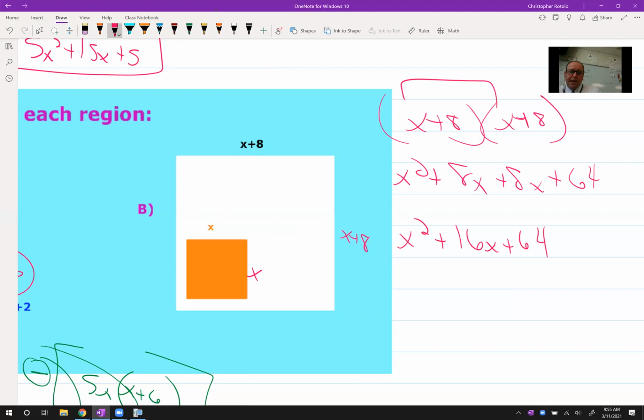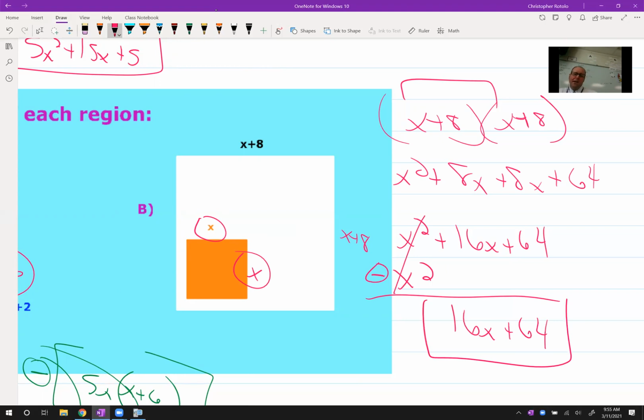And x times x is just going to be x squared. And that's what I have to take away. So we'll just get rid of that. So 16x plus 64 after our subtraction is the area of the white square minus the orange square.